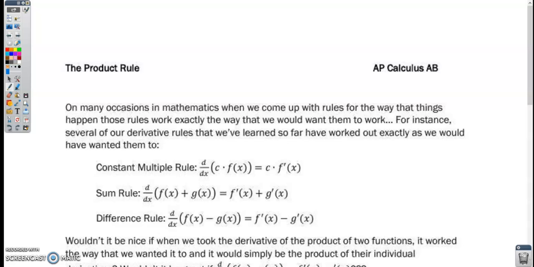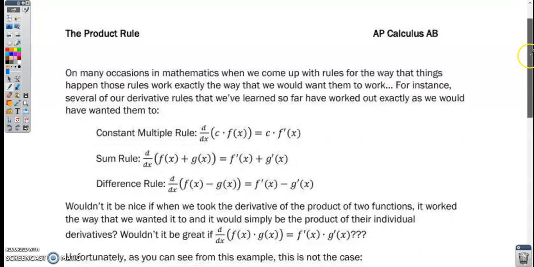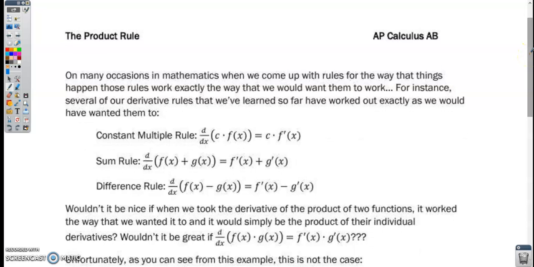Wouldn't it be nice if when we took the derivative of the product of two functions, it worked the way that we wanted it to? And it would simply be the product of their individual derivatives. Wouldn't it be great if the derivative of f of x times g of x was equal to f prime of x times g prime of x? That would be awesome. It would be easy for us to remember. It would be easy for us to use. It would be exactly what we want. Unfortunately, that's not the case.